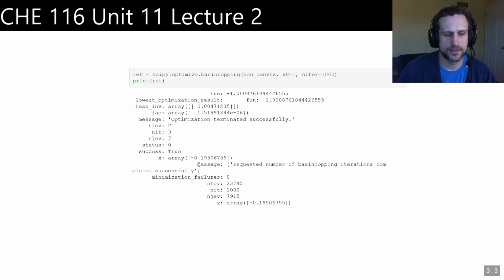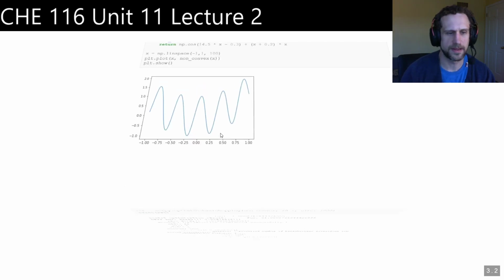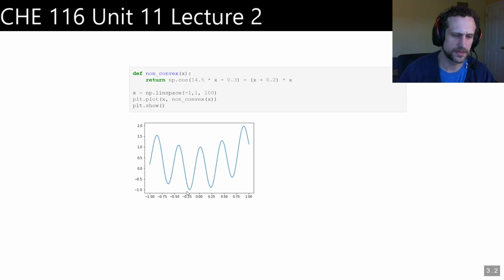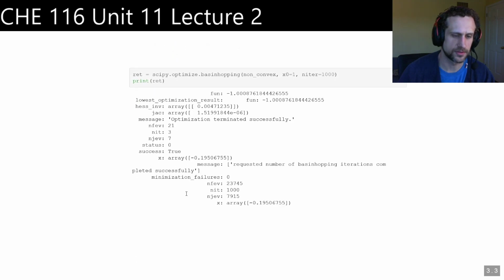So it says, here's the message, and the number of iterations it did. Notice it will never say "optimization terminated successfully." That's up here. This is from the inner local minimization method, but the basin hopping never says it completed successfully because there's never a way to know for sure that you've found all the local minima. And then it gives you obviously the x value here and here, and the function value. So if we look back on the function, it found this point here, which is indeed the global minimum.